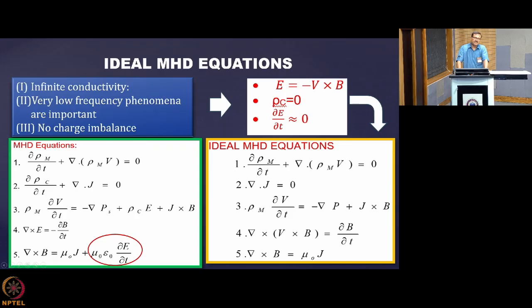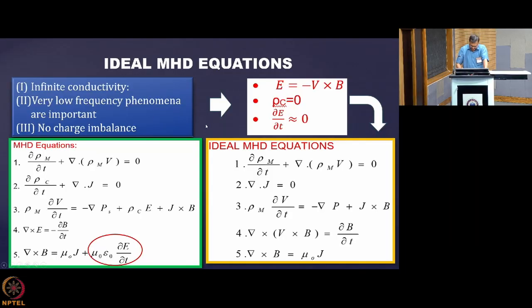Now these are generally valid cases, and these general MHD equations can lead to the ideal MHD equations under the conditions that the conductivity is infinite, only very low frequency phenomena are important, and there is no charge imbalance. So this essentially tells you when the conductivity is infinite.